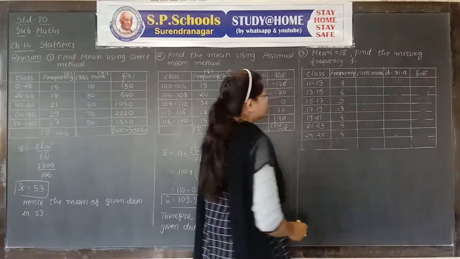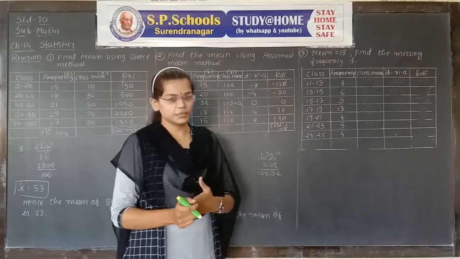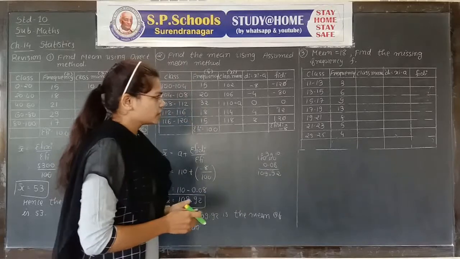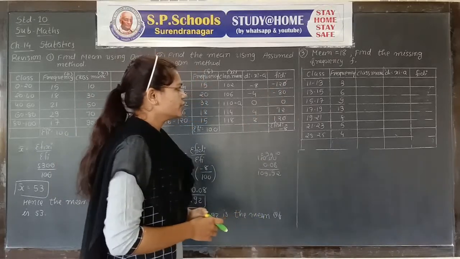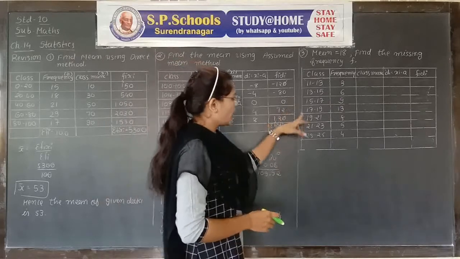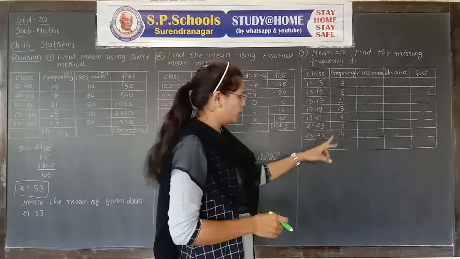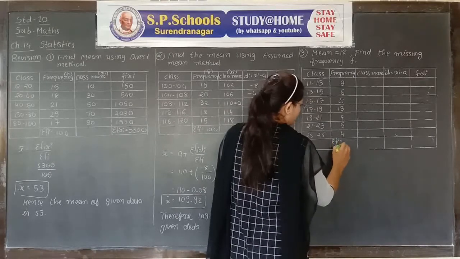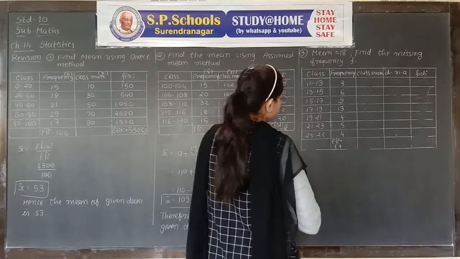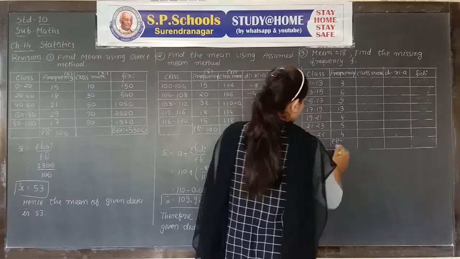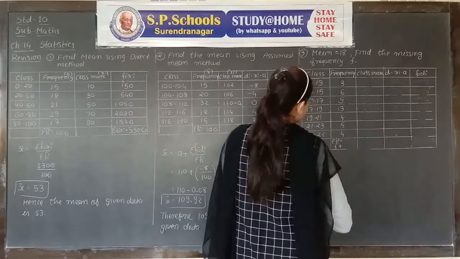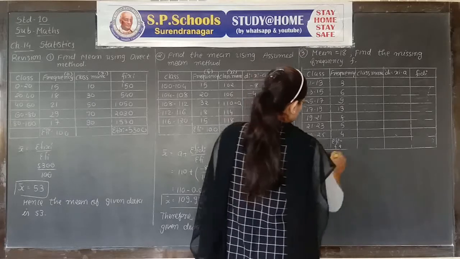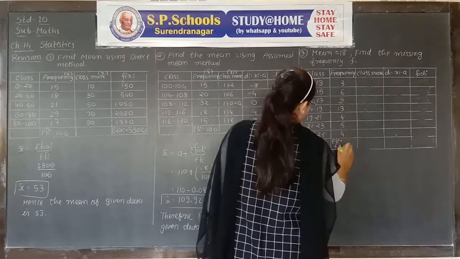Let's see the third sum regarding the missing frequency, one missing frequency, in which the mean of the data is given. Mean is equal to 18. Find the missing frequency f. The classes and consecutive frequencies are given. First of all we have to find sigma fi, which is f plus 40.